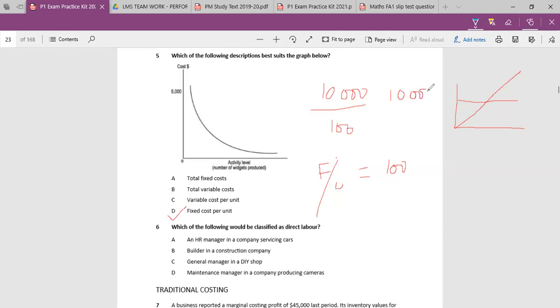It is the same throughout. So 10,000 divided by 500 will become how much? 500. That will be 20. If it further increases, it will further fall down. So then here fixed cost per unit will be 20. So we see that this is the best suited answer.